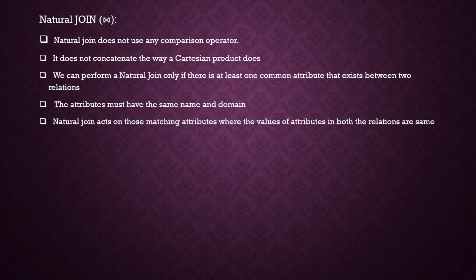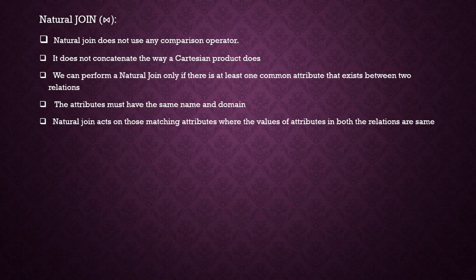We can perform a natural join only if there is at least one column, one common attribute, that exists between two relations. That means if two tables or two relations are there, at least one common attribute should be there, then only it's possible to perform natural join. Next point, the attributes must have the same name and domain.